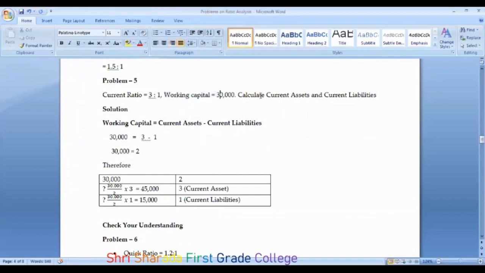Okay. So now you are required to calculate the current assets as well as the current liability. There is a current ratio given. So apply the formula of working capital. Working capital is equal to current assets minus current liability. We have already been computing the same thing from the fund flow, right? So here working capital is given as 30,000. Current ratio is 3:1.